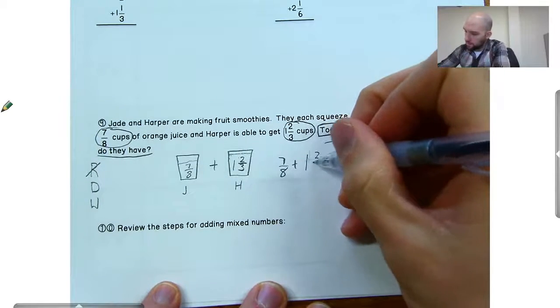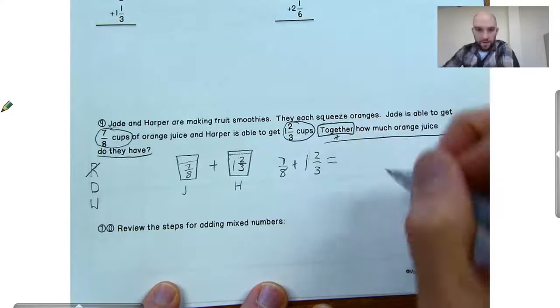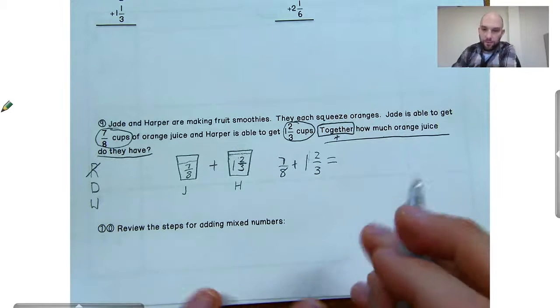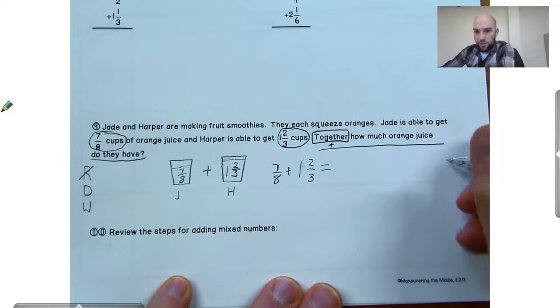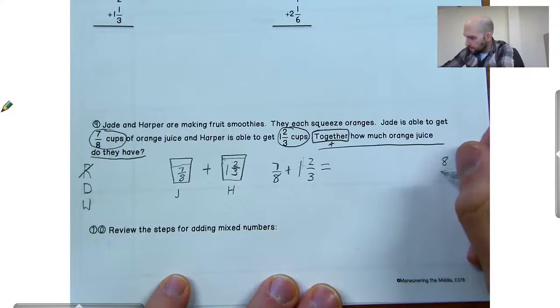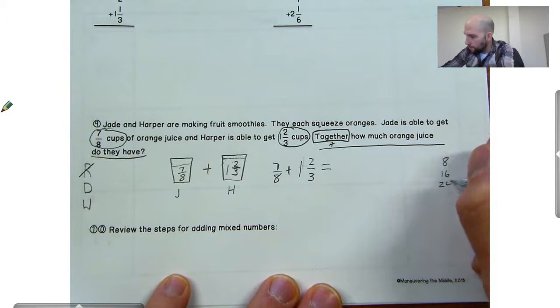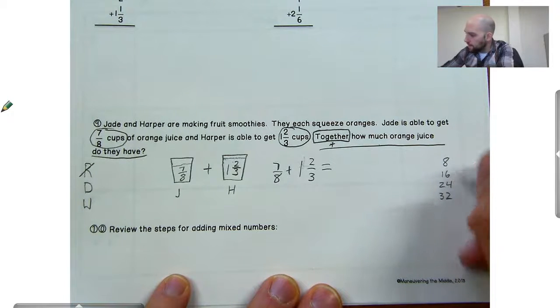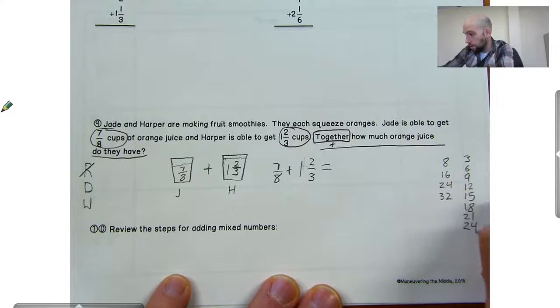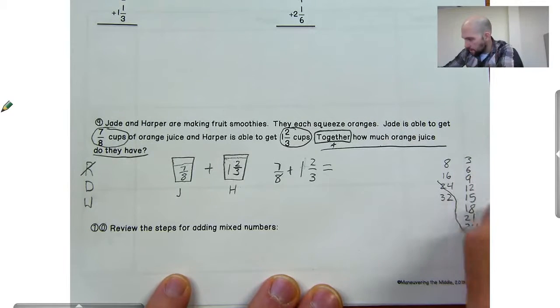Oh, 1 is a whole number. 1 2/3. So first I need a common denominator because I can't add eighths and thirds. Those are different units. So I'm going to make a list of multiples here. So I'll do 8, 16, 24, 32. We'll stop there for now. And then I'm going to start counting by threes: 3, 6, 9, 12, 15, gotta keep going, 18, 21, 24. Oh, I see a common denominator here: 24.